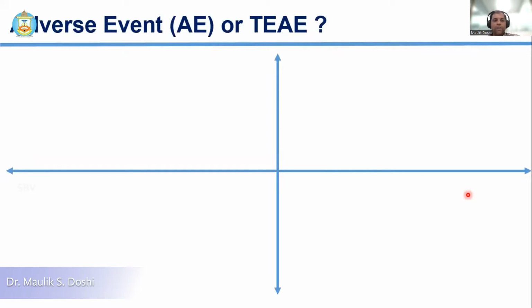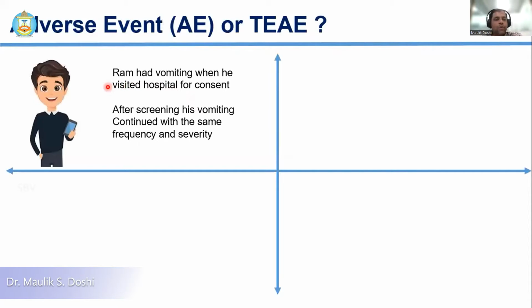Now, one example: Ram had vomiting when he visited the hospital for consent. After screening, his vomiting continued with the same frequency and severity. Let me know whether this is an adverse event, medical history, or treatment emergent adverse event. Medical history and not adverse event. Thank you very much, you are absolutely correct.